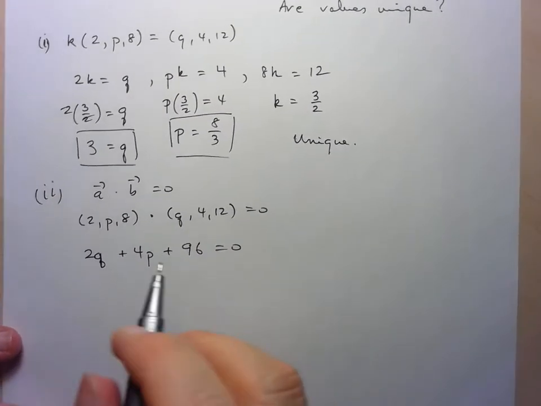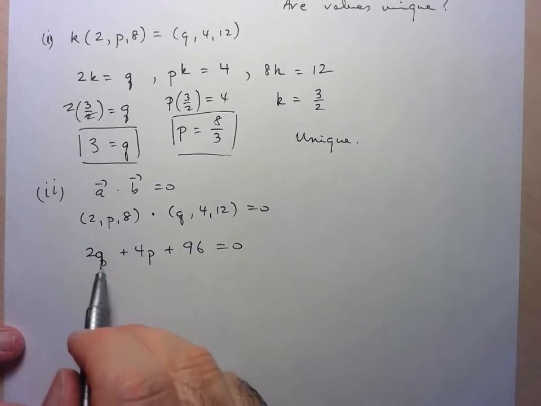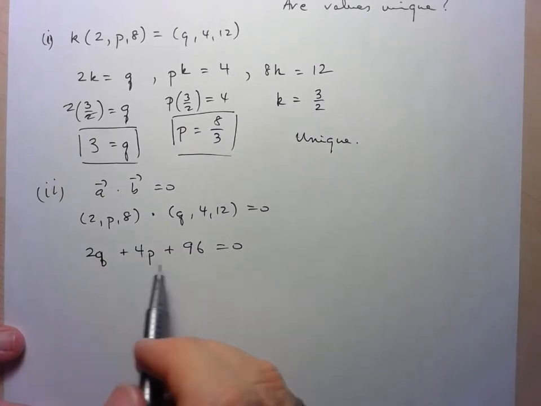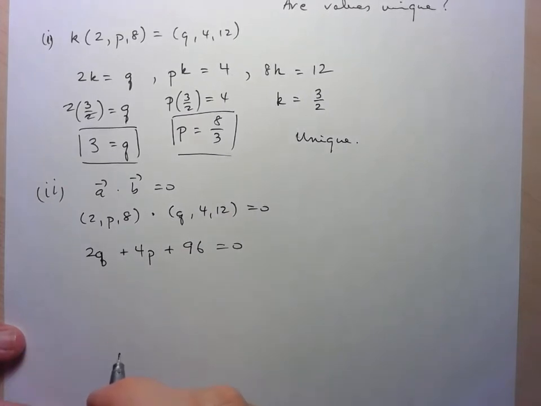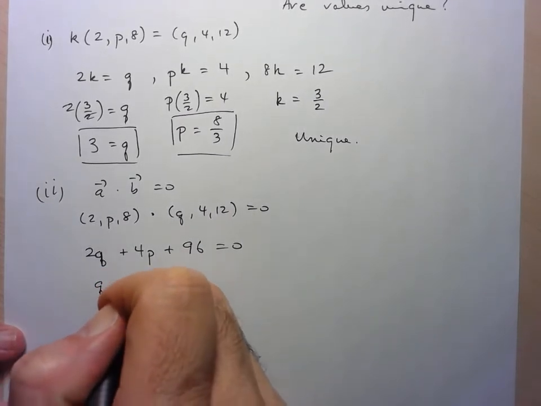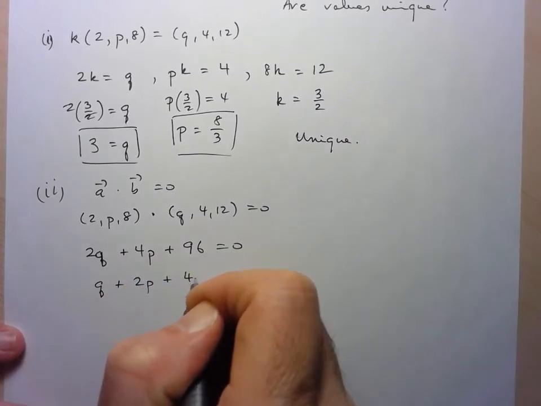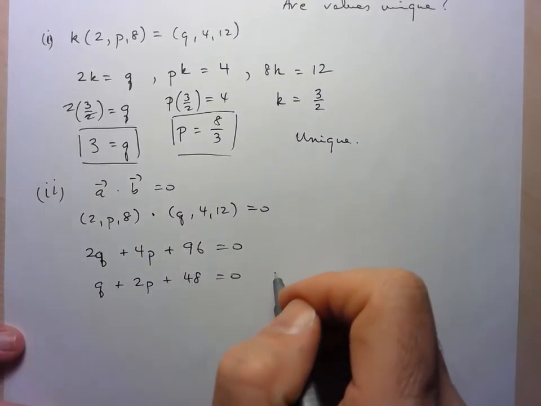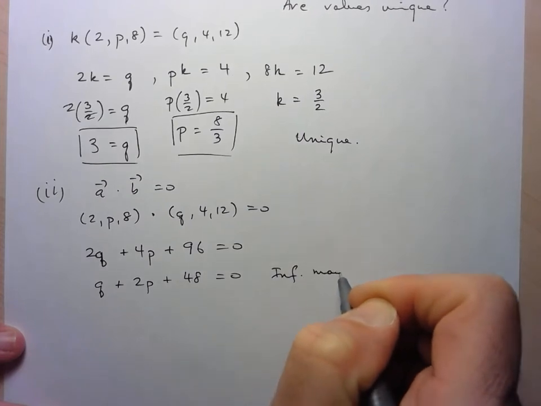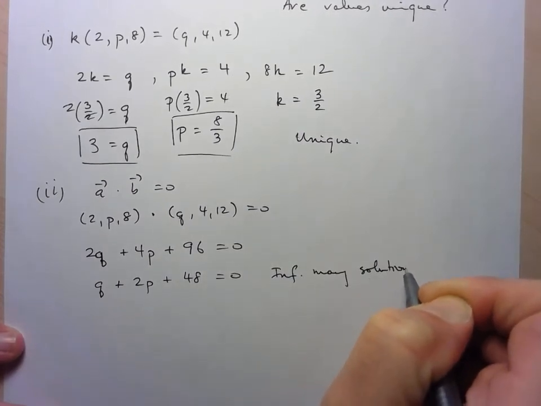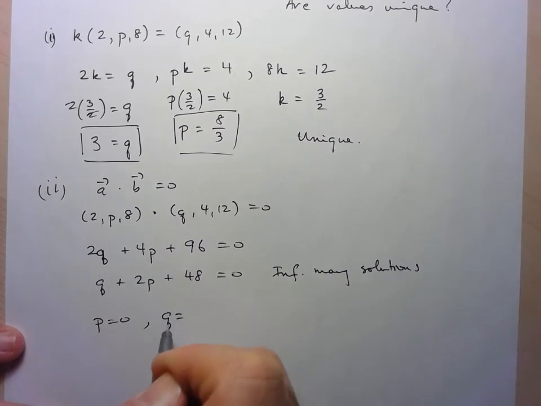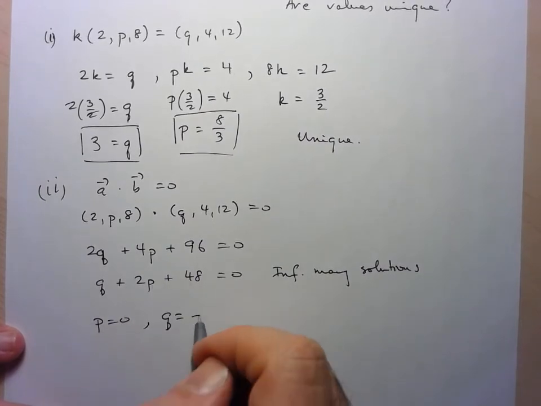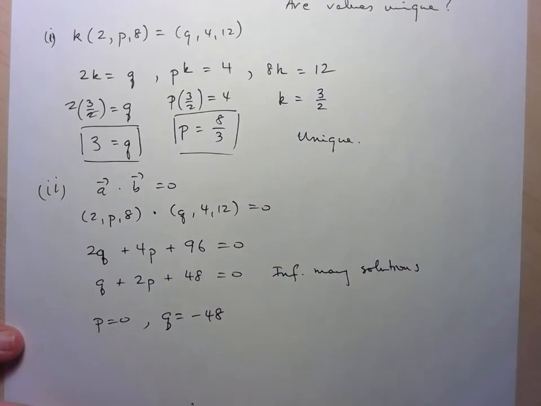I notice that what I end up with is an equation with both p and q, and we can see that there are going to be infinitely many solutions here. So let's simplify it. First I'll divide everything by 2. So we have q plus 2p plus 48 equal to 0. Here we have infinitely many solutions. In particular, let's take something easy: let p equal 0. Then q is just going to be, bringing the 48 to the other side, negative 48. But there are many, many other solutions.